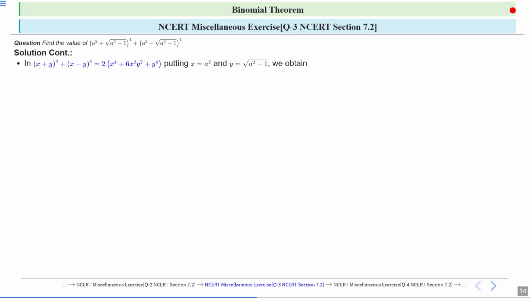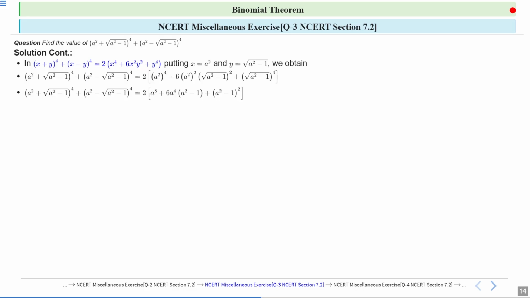So (x + y)^4 + (x − y)^4 is equal to 2 times (x^4 + 6 x^2 y^2 + y^4). So putting here x equal to a^2 and y equal to the square root of a^2 − 1, we obtain (a^2 + √(a^2 − 1))^4 + (a^2 − √(a^2 − 1))^4 equal to 2 times ((a^2)^4 + 6 (a^2)^2 (√(a^2 − 1))^2 + (√(a^2 − 1))^4).